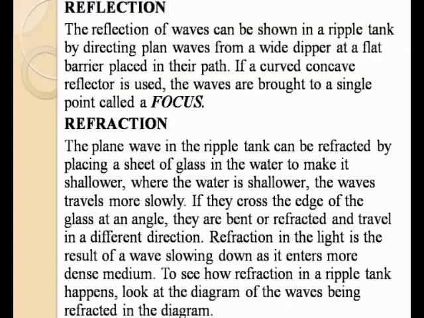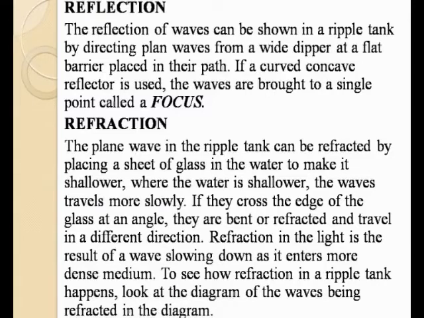Let's go. A plane wave in a ripple tank can be refracted by placing a sheet of glass. You can see that's what I just did in the water to make it shallower. Now, where the water is shallower, the wave travels more slowly. If the waves cross the edge of the glass at an angle, they are bent or refracted and travel in a different direction. Refraction of light is the result of a wave slowing down as it enters a denser medium.